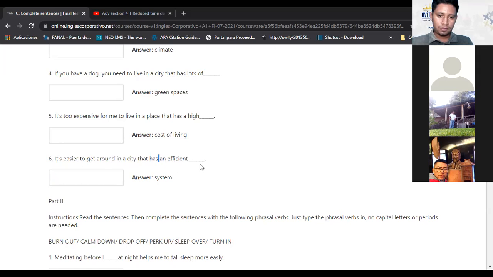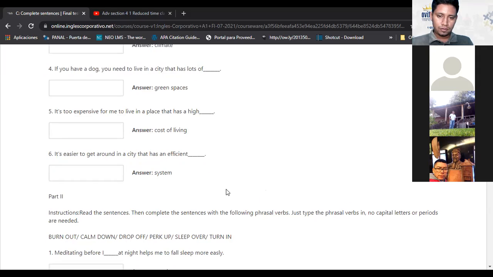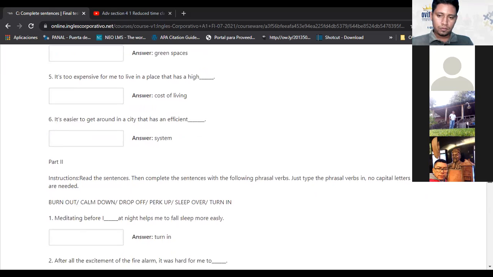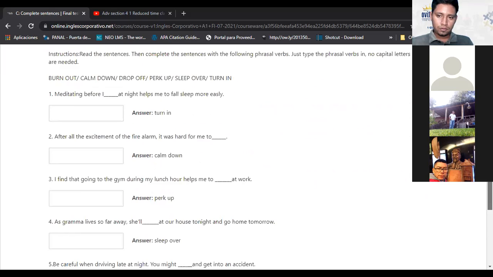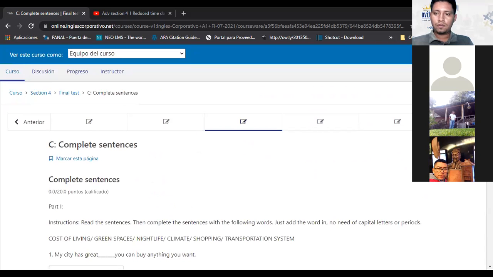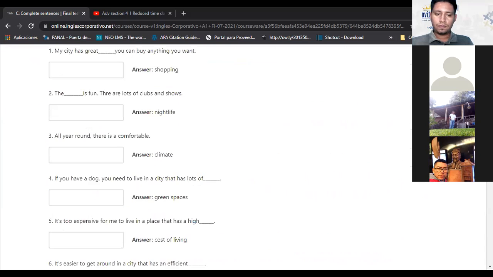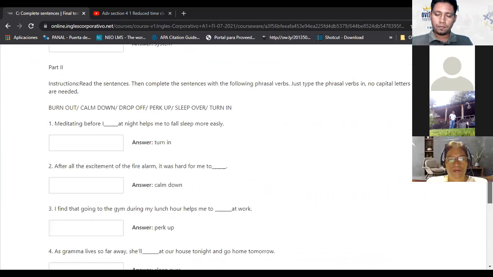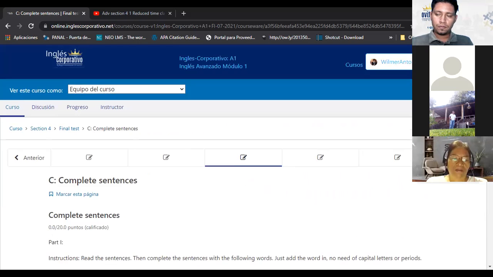In that case, teacher, I have 100% in all sections and all the tests, all the exercises, and 25 of 25, 20 of 20 in all of them, even though I have 94%. Maybe you need to check all the exercises since the beginning, since section number one. Take a look at those exercises, because that could be some of the reasons why.